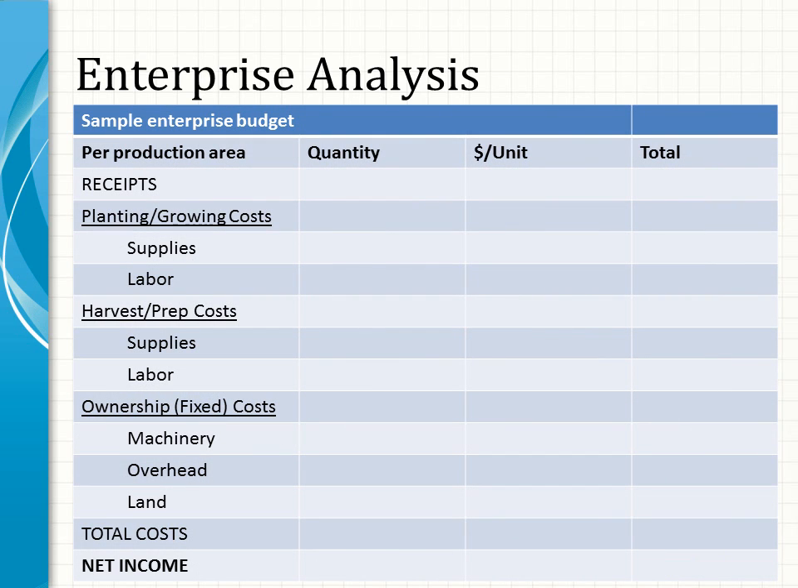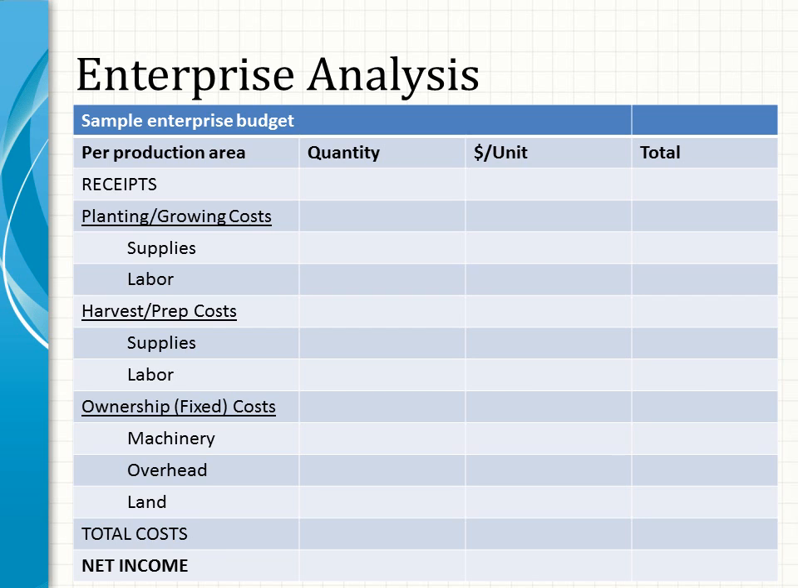This is a very simplistic template for an enterprise budget, probably overly simplistic. At the top you'll see a per production area box, so you're calculating this per bed, per 100 feet of row, per acre, some production unit. Receipts are just the dollars of product sold, so the quantity of pounds or whatever, the dollars per unit, and the total receipts that you receive.